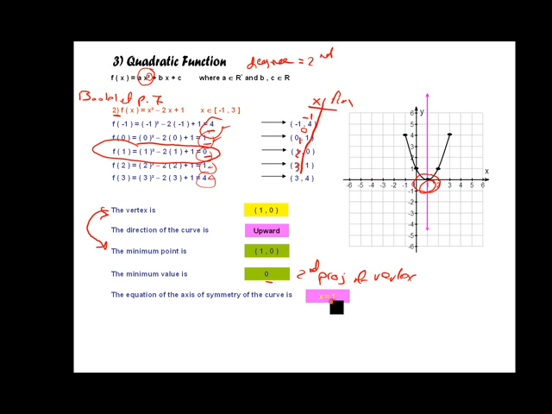And you see, this one is the first projection of the vertex. So we can write another rule here: x equals the first projection of the vertex. This is the equation of any axis of symmetry. As you see, it's very important to know the vertex in the question, because from the vertex you know the minimum point, you know the minimum value, which is the second projection of the vertex, and you know the axis of symmetry.